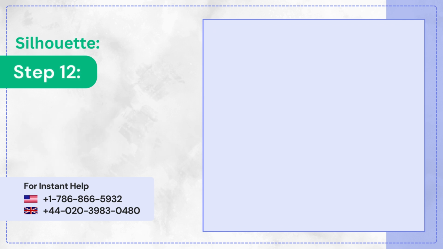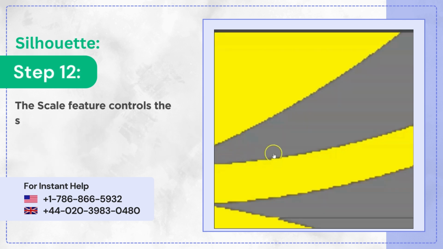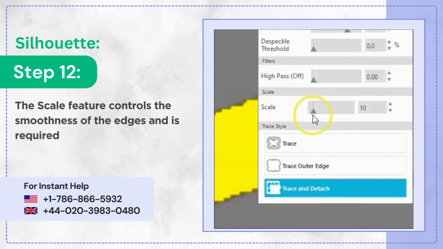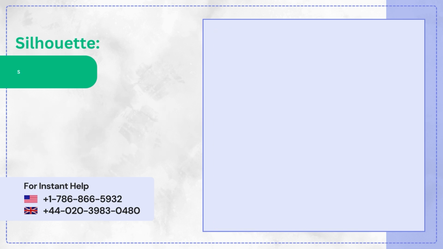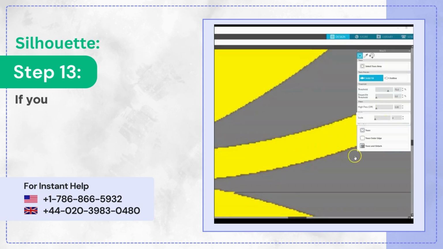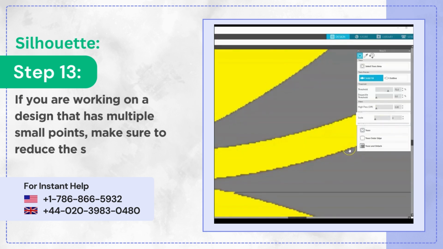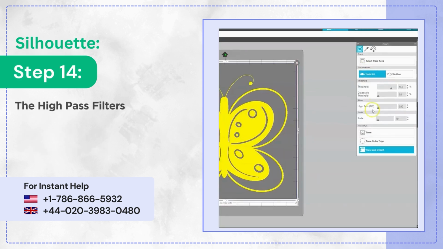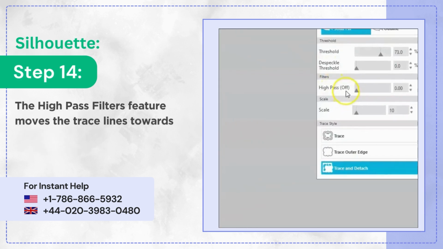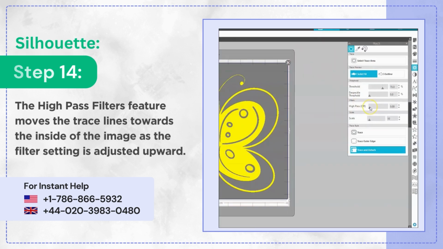Step 12. The Scale feature controls the smoothness of the edges and is required only while using pixelated and low-quality images. Step 13. If you are working on a design that has multiple small points, make sure to reduce the scale. Step 14. The High Pass Filters feature moves the trace lines towards the inside of the image as the filter setting is adjusted upward.